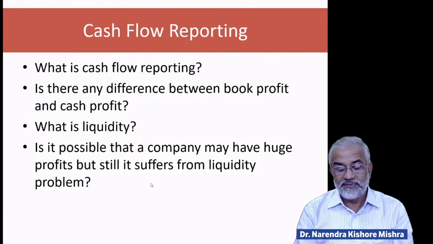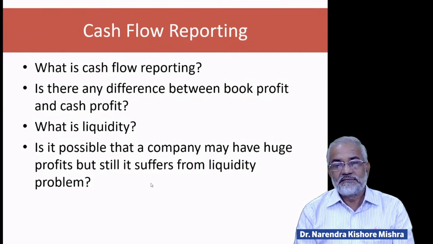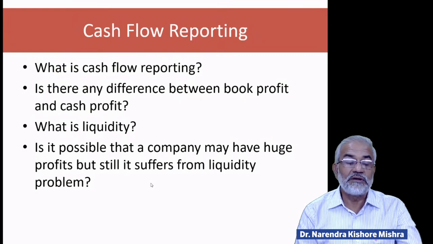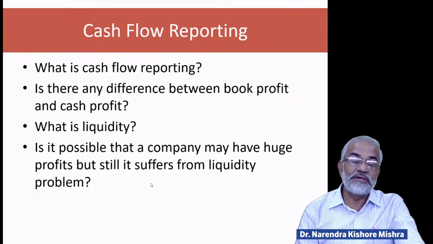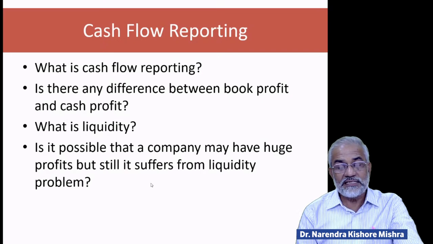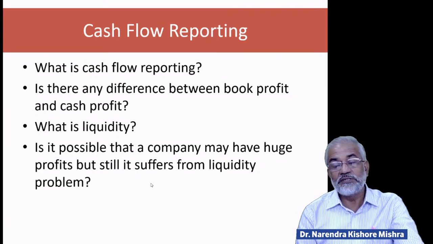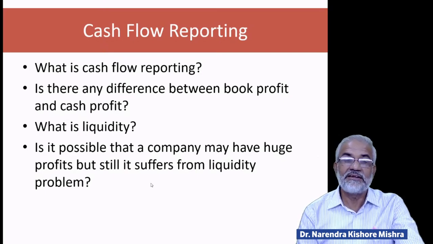But what happens if all the transactions during a particular period of that organization are made through cash? Then it won't make any difference between the book profit and cash profit. That means if all the sales are done in cash, all the purchases are done in cash, all the expenses are paid in cash, all other incomes are received in cash, then whatever profit is generated out of that would be the book profit, and that would also be the cash profit in the hands of the organization. But in practice, that doesn't happen.